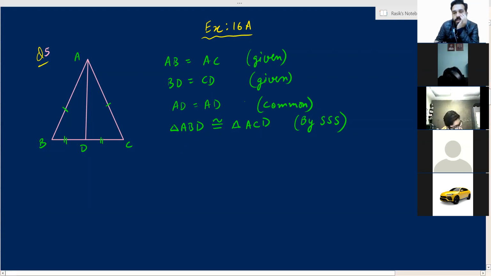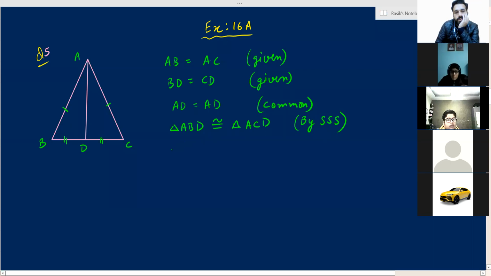Are you all just guessing it? Look at the things that we have written on the board, and on the basis of that, you have to decide. Simple thing. So the two triangles are congruent by SSS.